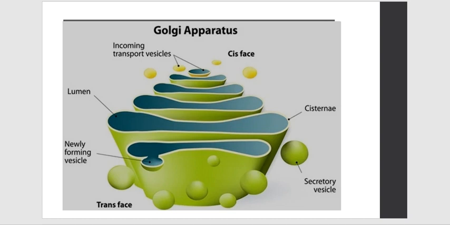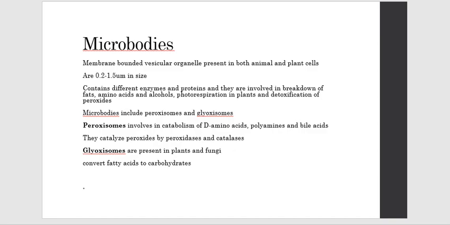This is the structure of a particular Golgi apparatus. We can see that this is the lumen, which is the empty space present in the Golgi apparatus. These are the cisternae, which are the foldings, and this is a secretory vesicle, which can contain either protein or lipid, so that it can move out of the cell. So move towards the next slide.